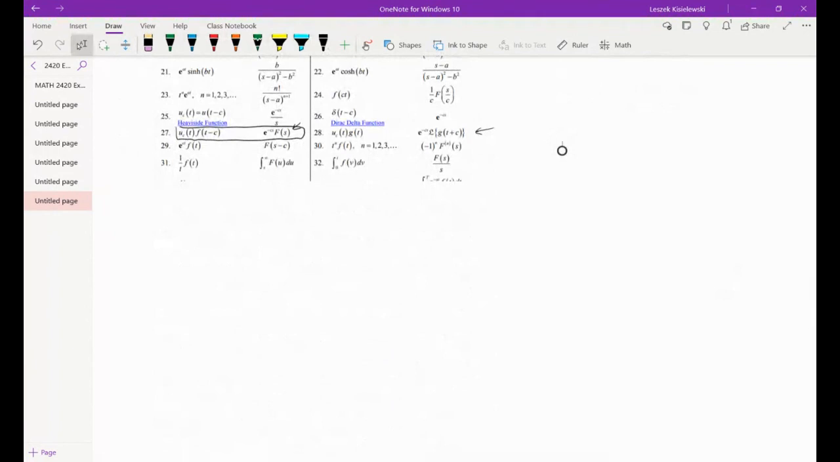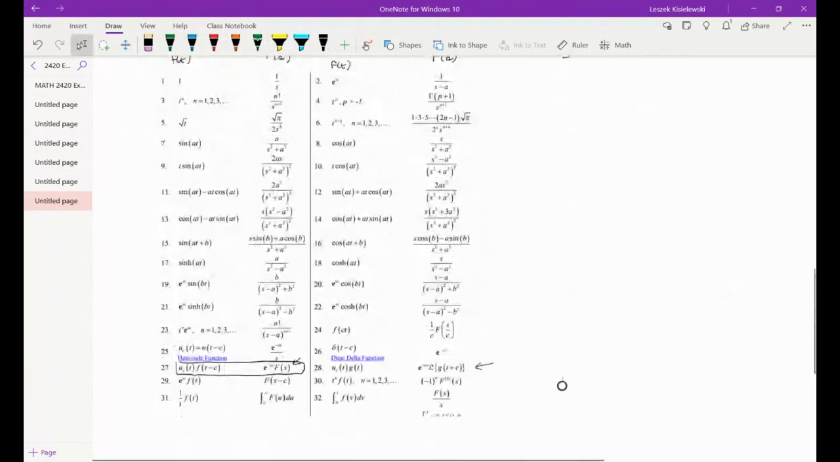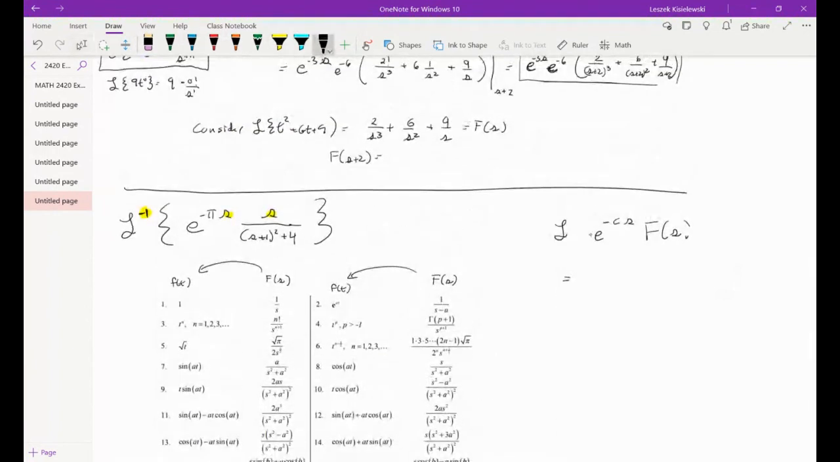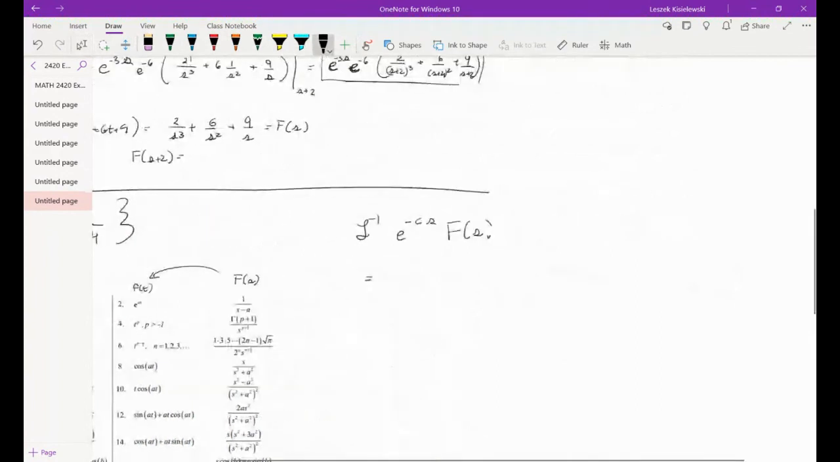What am I trying to say? Okay, I'm trying to say the right thing. Okay, the inverse Laplace.